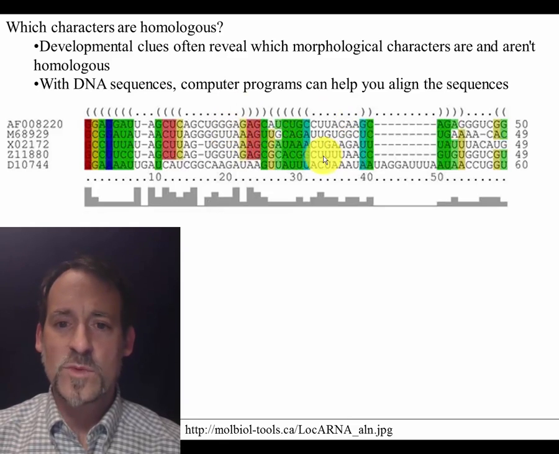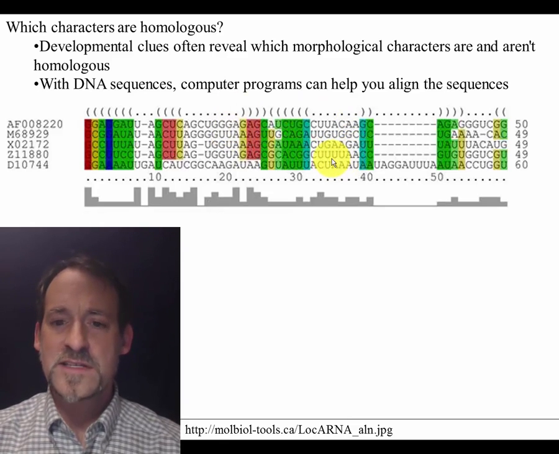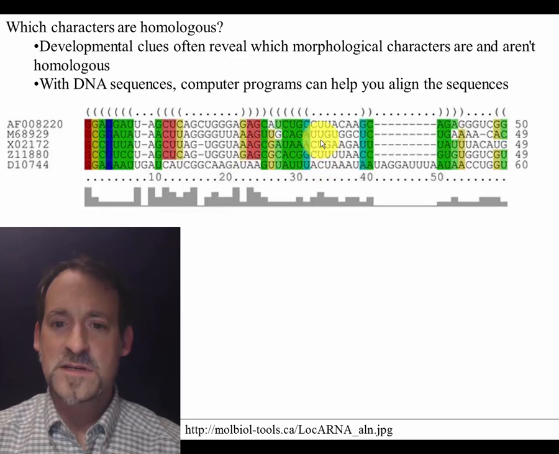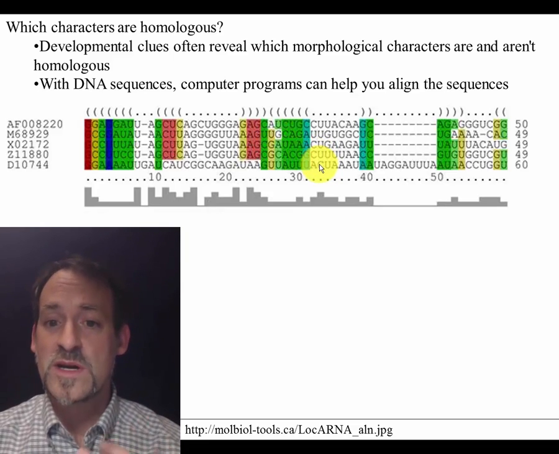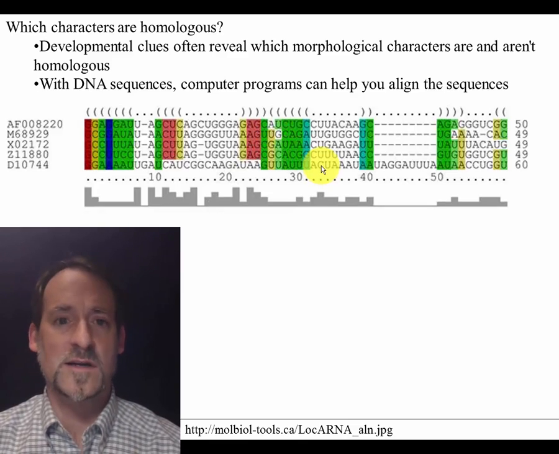And once you do that, what you get is a strong sense that some of these characters, like this base here at position number 33, are all homologous. Basically, there's a C here because there was some kind of mutation that changed it from a U to a C. The others have remained unchanged since they had a common ancestor.